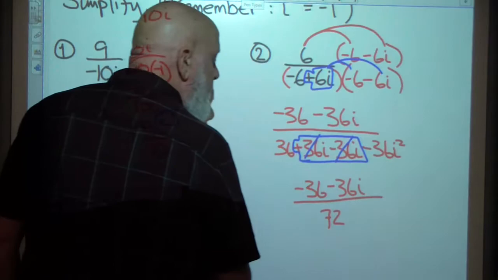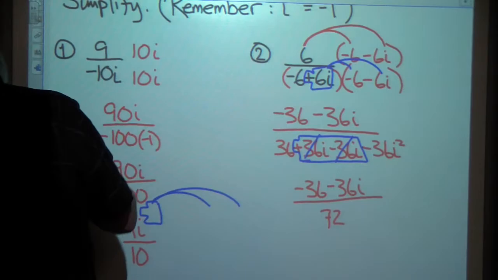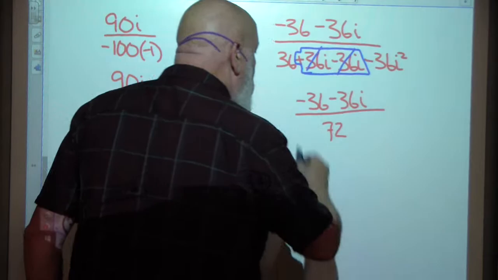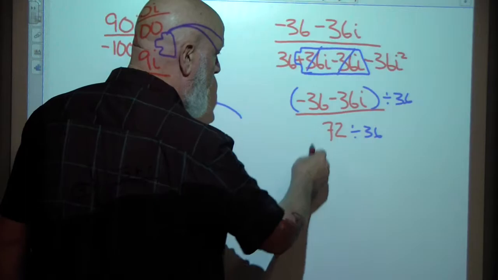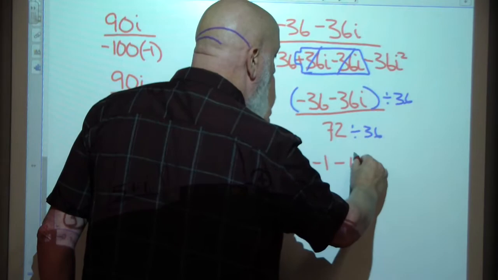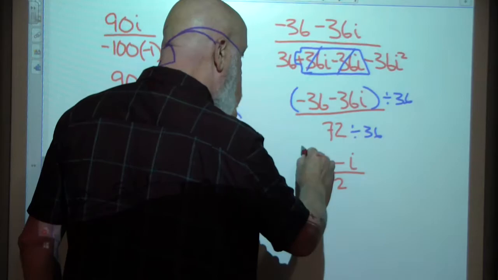And I can simplify this fraction. I see that they both have a common factor of 36. Everything up here will divide by 36, so I'm going to reduce the fraction by dividing the top and bottom by 36. Just like reducing fractions when we were little, I just saw that they would reduce, so I'm reducing. This will give me negative 1 minus i in the top of the fraction, dividing each by 36, and that will be over 2.